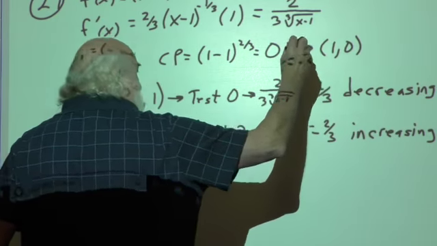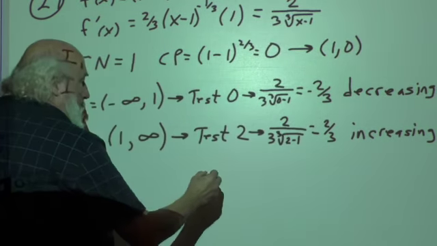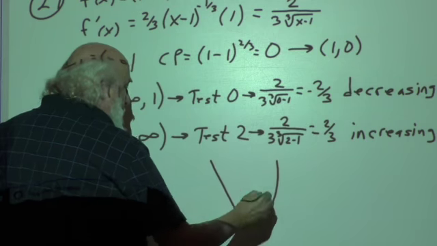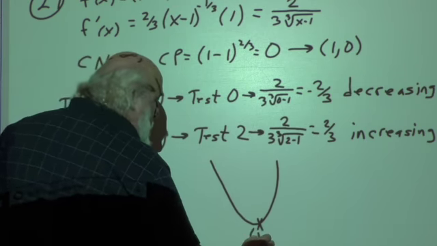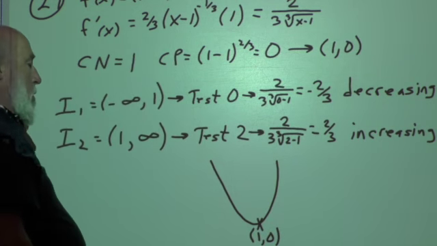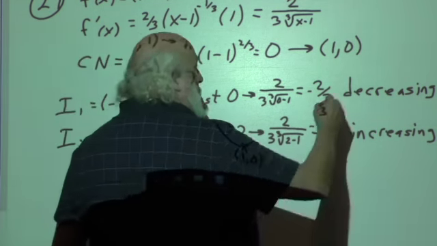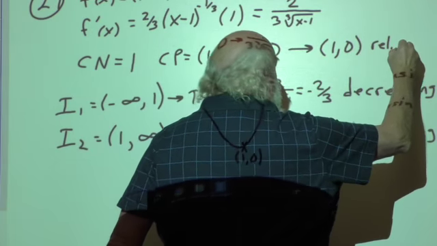So that means that this is going to be going down, coming back up, and the point right here, our critical point is 1, 0. And that will be a minimum, relative minimum.